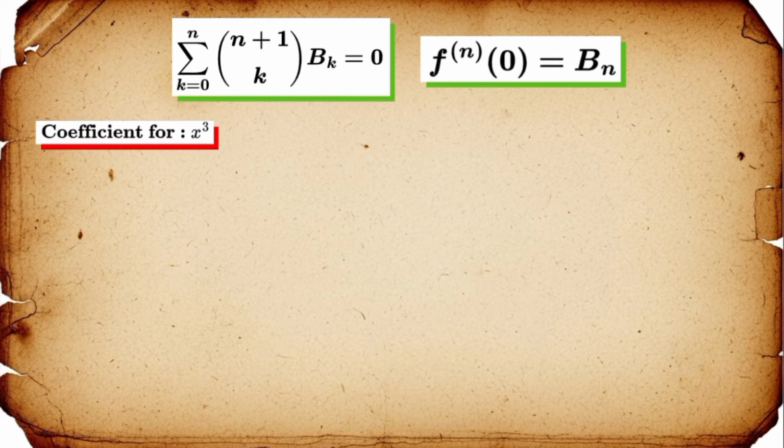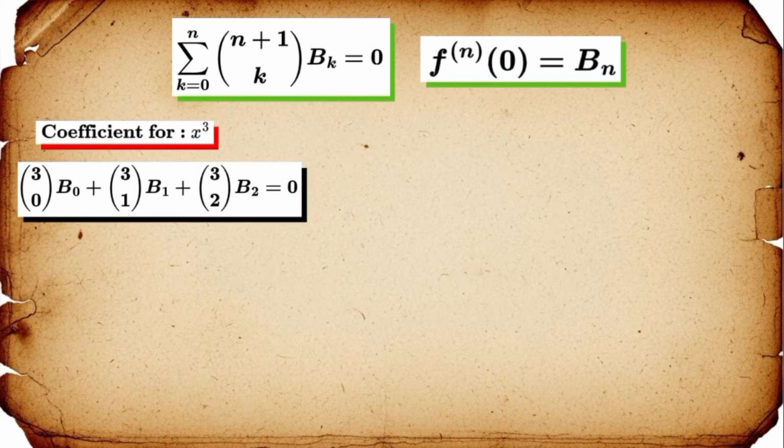For example, look at the coefficient of x cubed, which is 1 over 3 factorial times the bracketed sum shown. Our identity for n equals 2 is the sum from k equals 0 to 2 of 3 choose k times b sub k equals 0, which is exactly 3 choose 0 times b sub 0, plus 3 choose 1 times b sub 1, plus 3 choose 2 times b sub 2 equals 0. So, this entire term vanishes.